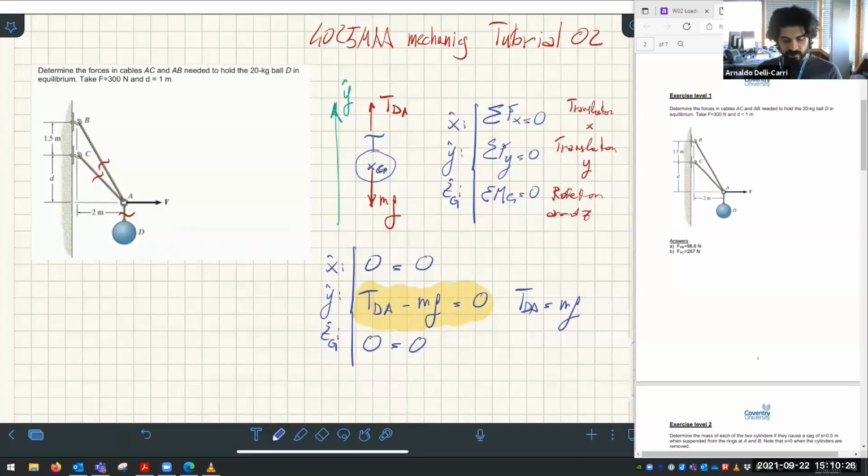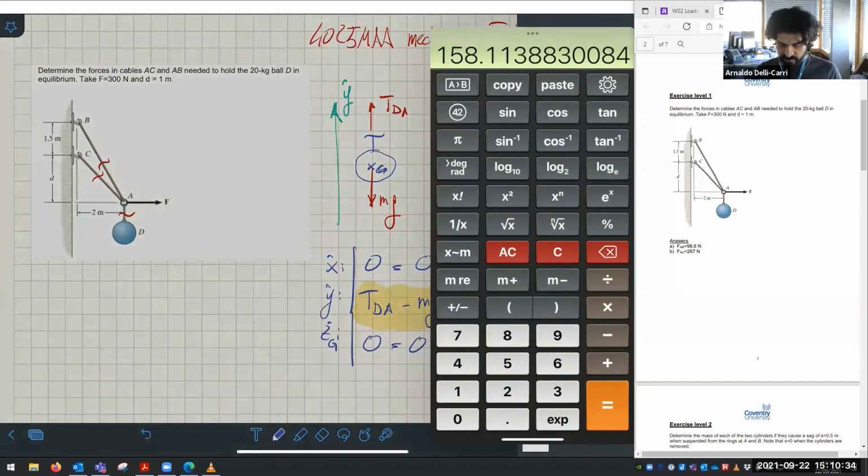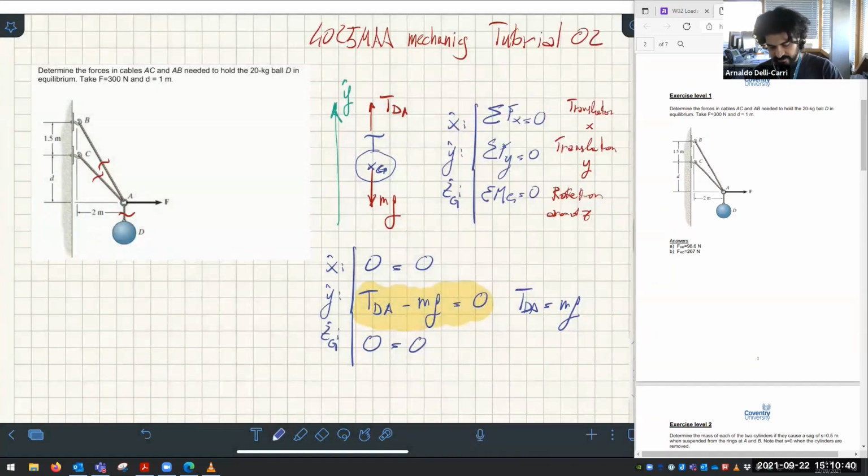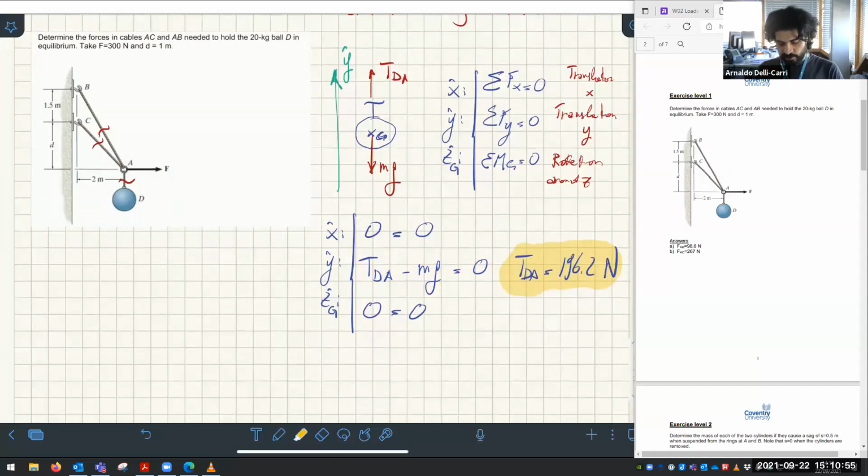So how much is mg? This is a 20 kilogram ball, so mg is 20 times 9.81, which is 196.2. So TDA is 196.2 newtons. So we know this. Nice. Now we do the free body diagram of the hoop A.